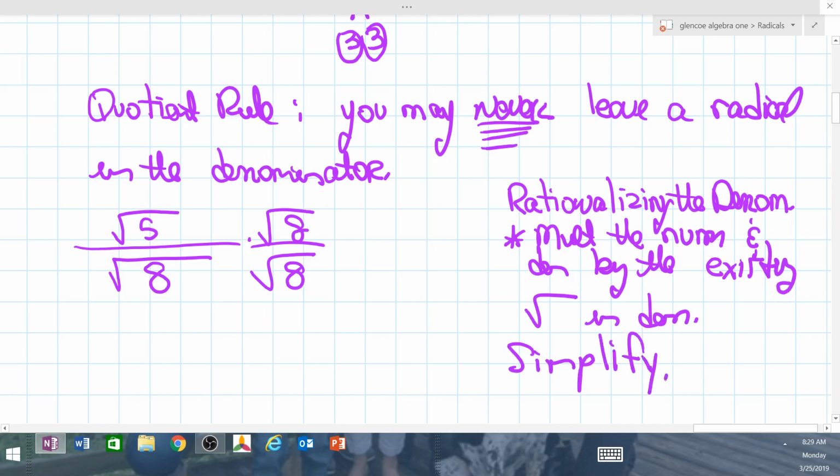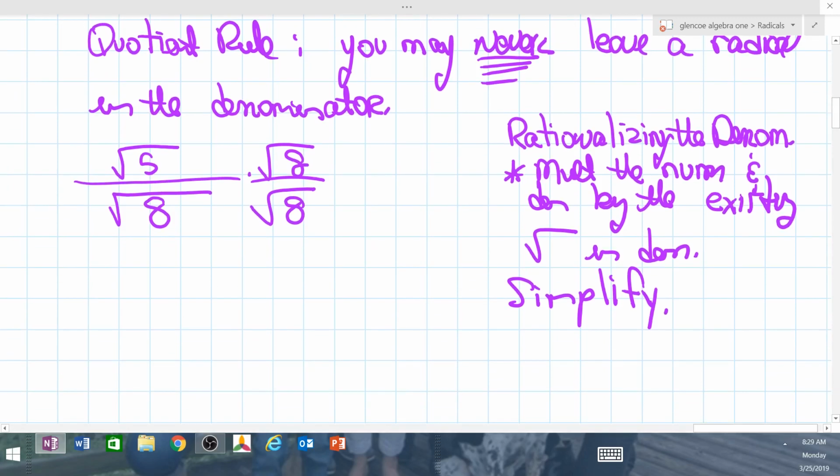Okay, so let's take it nice and easy. Our example here is radical 5 over radical 8. We cannot leave a radical in the denominator. It's not in simplest form. So we multiply the top and bottom by radical 8 over radical 8. And when we do that, we get radical 40 over radical 8 times radical 8, which is radical 64, which equals 8. Now we need to simplify.